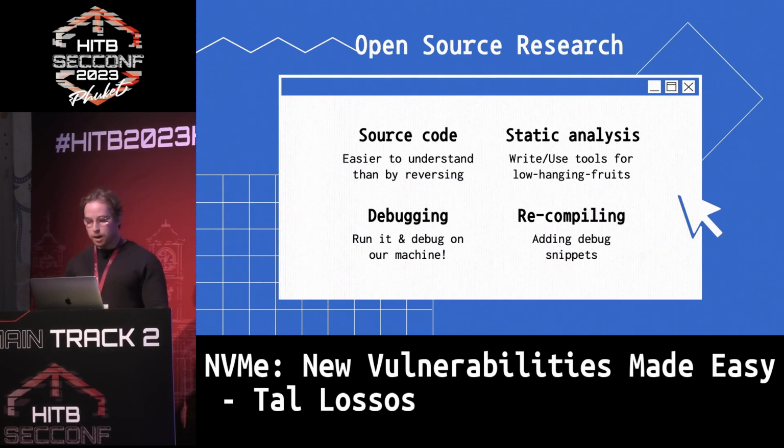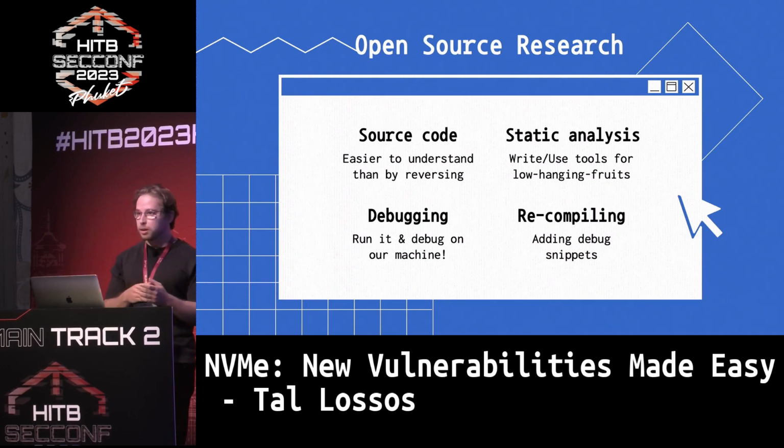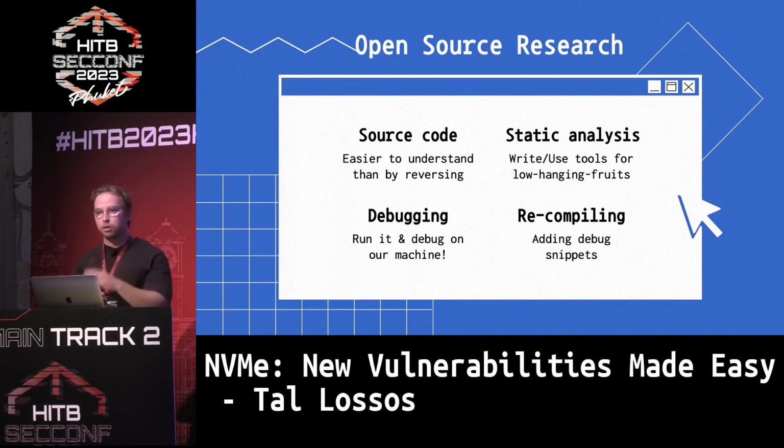And another really great thing about open source research is that if you don't understand some code snippet, for example, you can just search it up in Google or ask your favorite AI chatbot, ChatGPT, for example, maybe it can help you. Static code analysis is a thing. So you can just write your own very custom tools or use existing ones. Just download them from the internet and maybe they can show you some low-hanging fruits. And again, writing a static code analysis tool to review open source is much easier than writing scripts with IDA Python, for example.